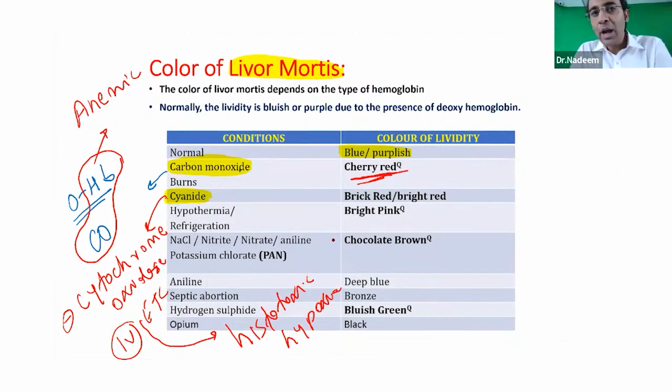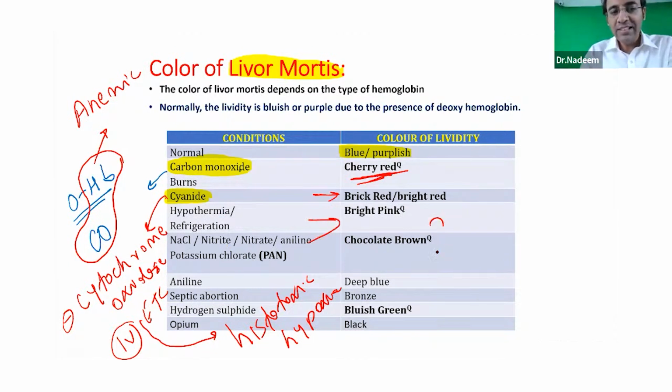Do understand, in carbon monoxide poisoning, which type of hypoxia will be seen? Anemic hypoxia. In cyanide poisoning, histotoxic hypoxia. These two are important questions. Here also you are going to see bright red color. Hypothermia because of the vasoconstriction, bright pink. Fine now? All these are important here.